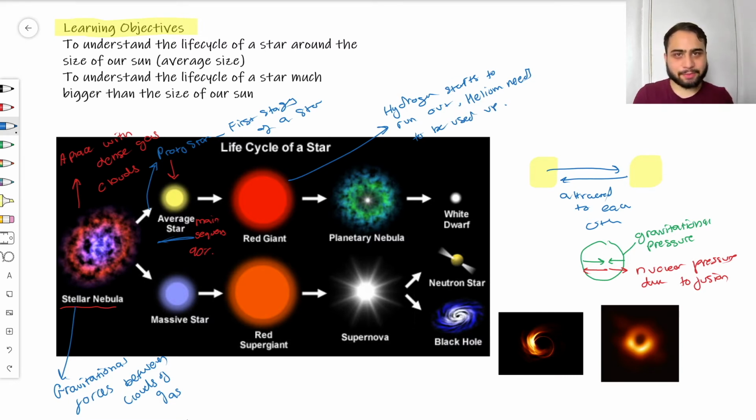Now that the helium is being used up, a little less energy is being released, so the nuclear pressure outwards sort of drops. But as a side effect of this, the outer ring of the star starts to expand. Okay, so let's write here, outer ring expands. Now, when things expand, surface area increases. That means that they can lose energy faster. So when they lose energy faster, they start to cool down.